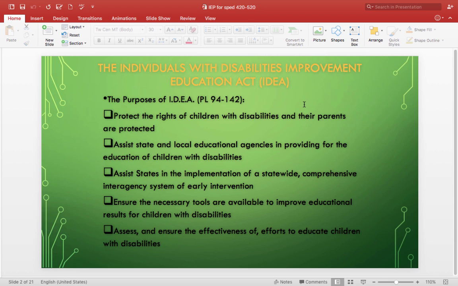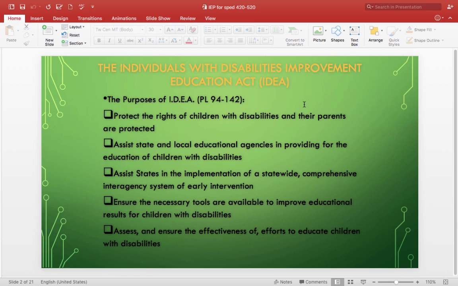The Individuals with Disabilities Improvement Act, which was the 2004 title given to special education law. You remember originally it was called the 94-142, 94 being the number of the Congress. So it was the 94th Congress in 1975, and it was the 142nd bill that they approved. That's how you kind of read public laws.